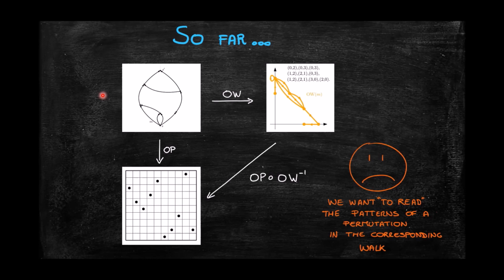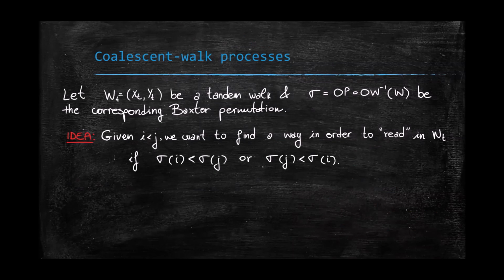In particular, given a Baxter permutation, it's very difficult to read a pattern in the permutation from the associated tandem walk. Let me explain this problem more precisely. We consider a tandem walk WT and the corresponding Baxter permutation sigma. And we want to answer the following question.